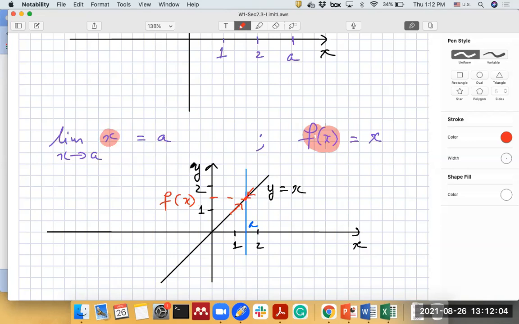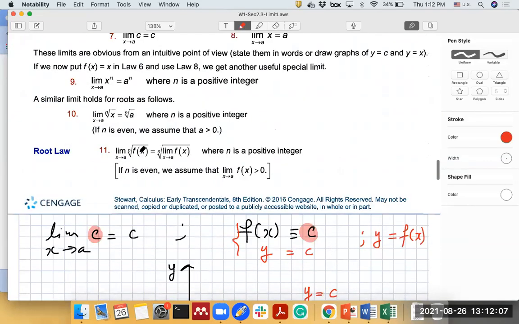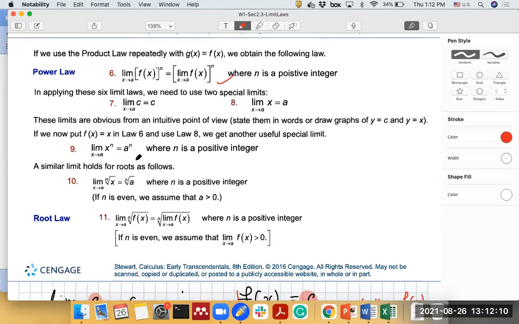There are some other laws. x to the n means we can directly substitute this, right? And here, the radical sign is a bit tricky. n should be positive, remember. And for the radical condition, if n is positive and even, then from the definition of the radical function, a should be larger than or equal to 0. That is the condition of the function.